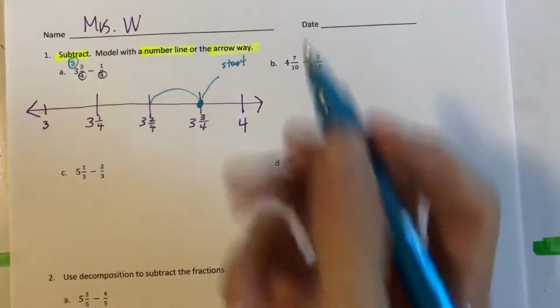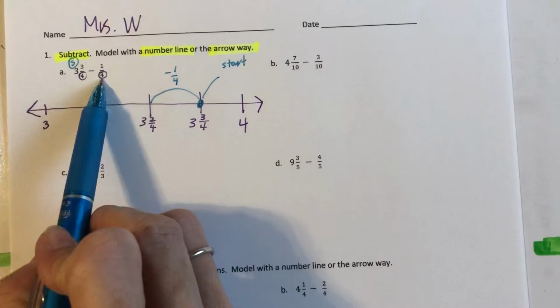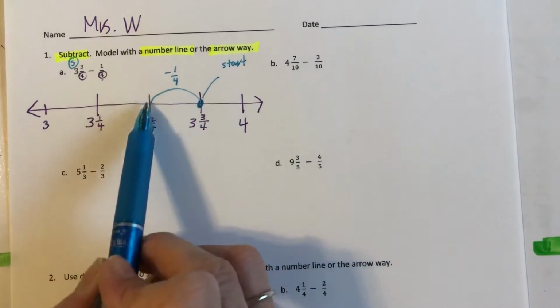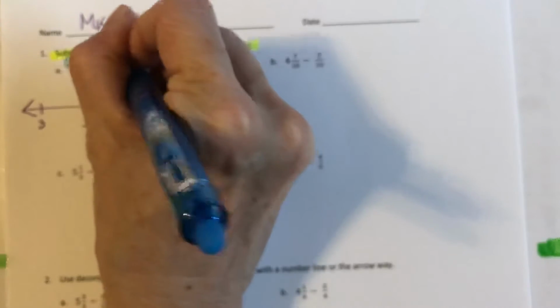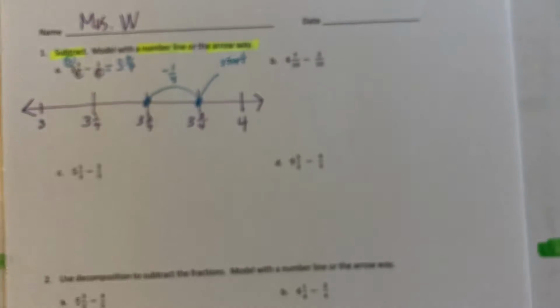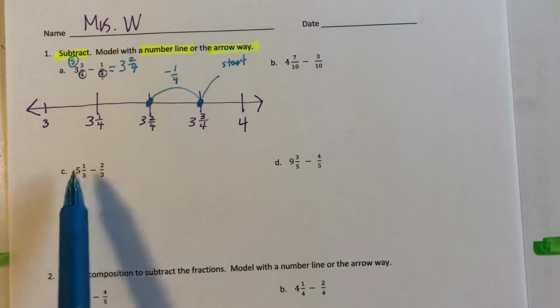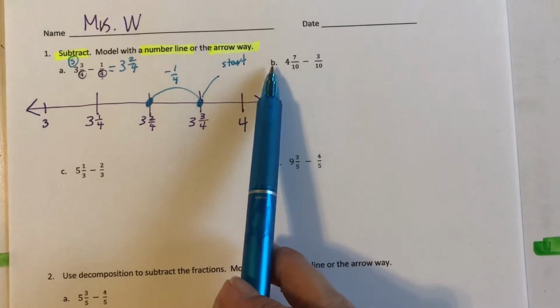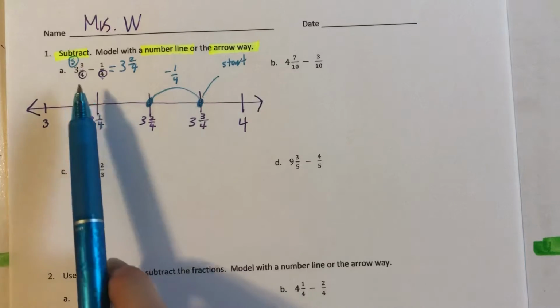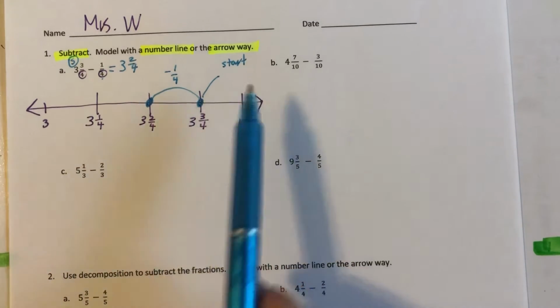We take away just 1/4, and you want to model that. Always remember to model what you're subtracting. 3 3/4, take away 1/4, lands us at 3 2/4 as our final answer. And then go ahead and hit pause, and you can do problem B using the number line strategy like we did for A.